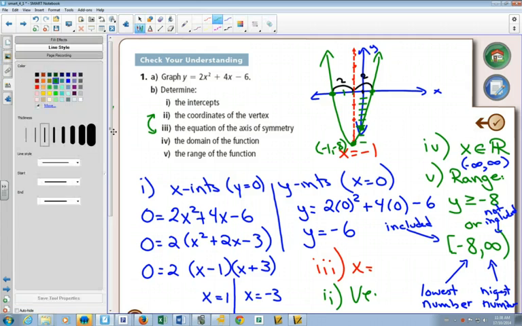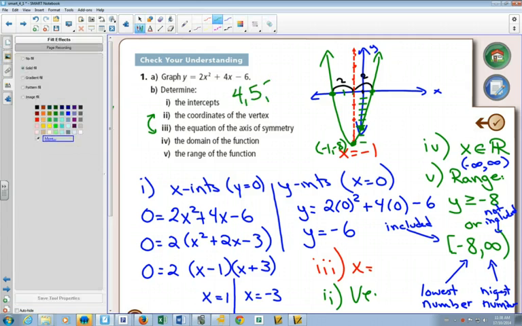So, the questions you can do from this one are 4, 5, and 7.